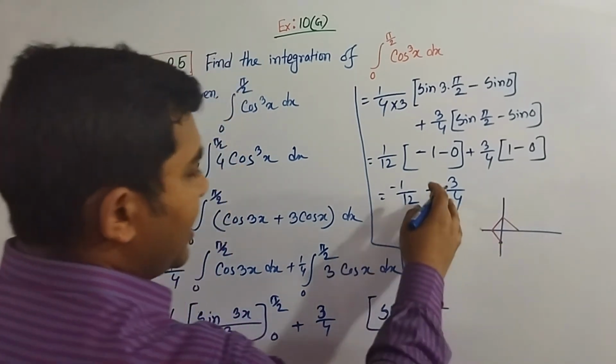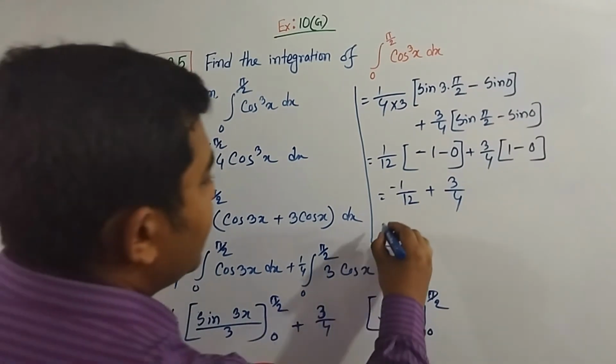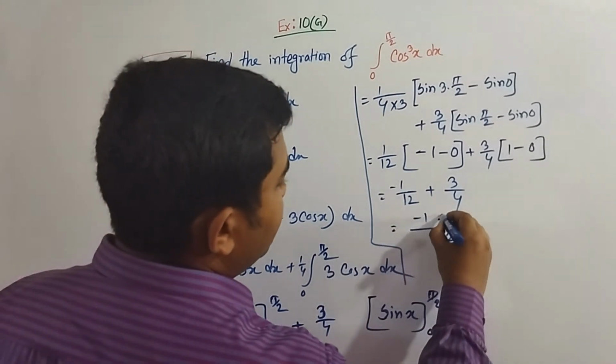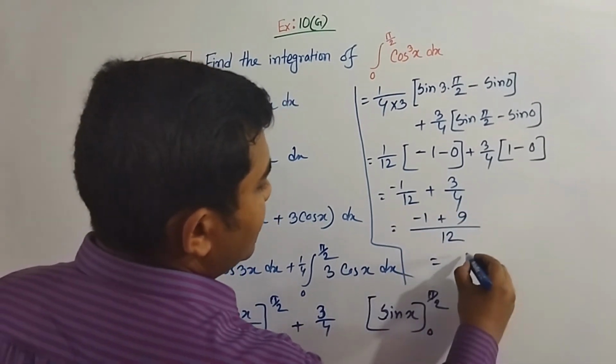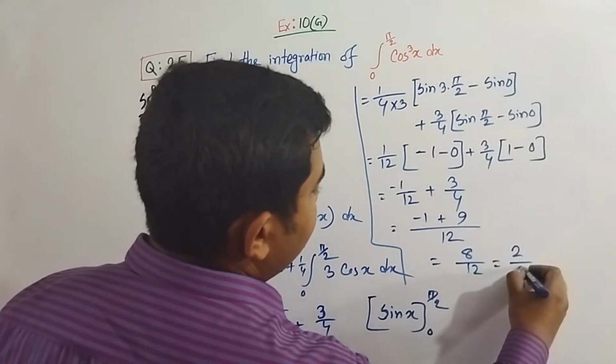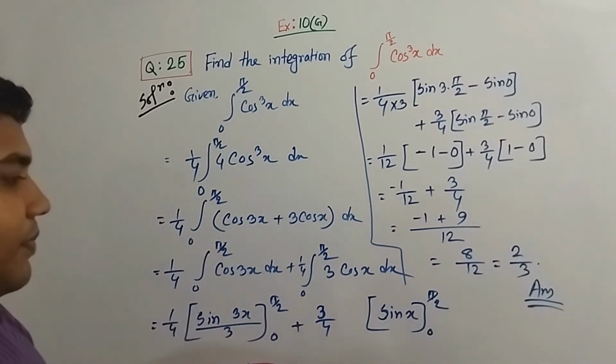So if we calculate this, what will we find? 12 is our LCM, so it is minus 1 plus 9, so it should be 8 by 12. So we will get 2 divided by 3. So that's our required answer.